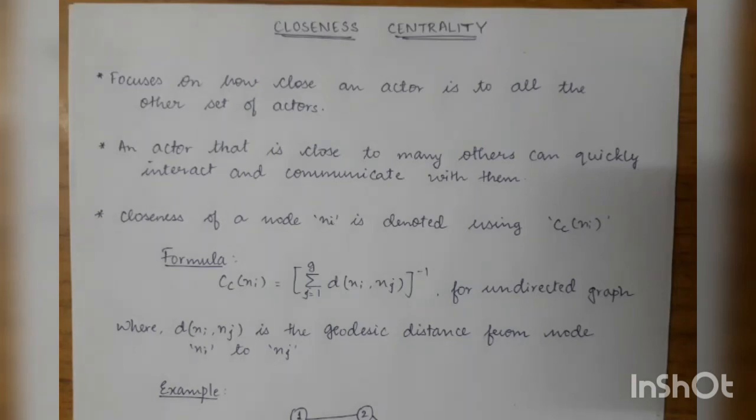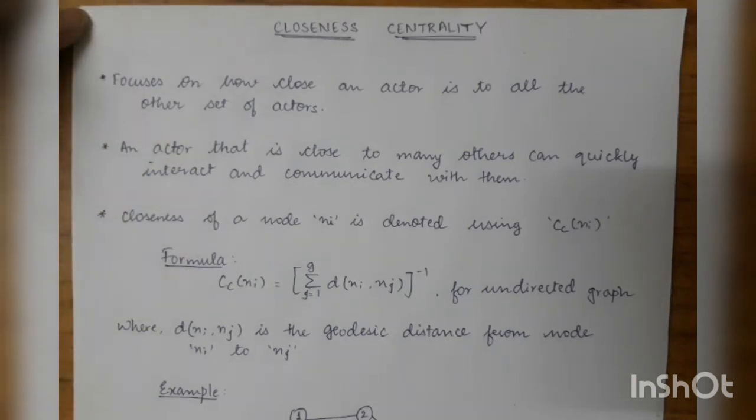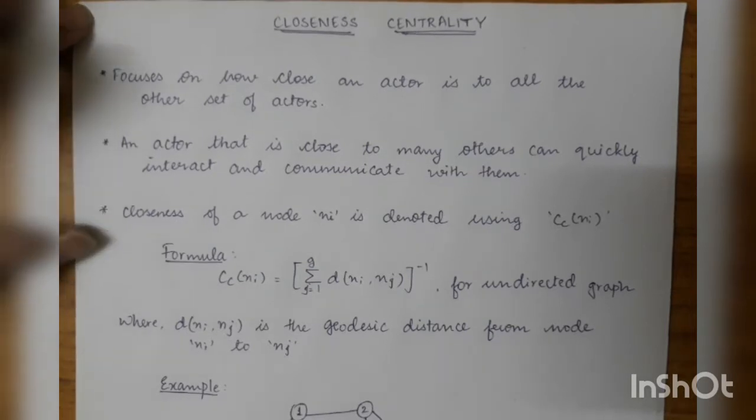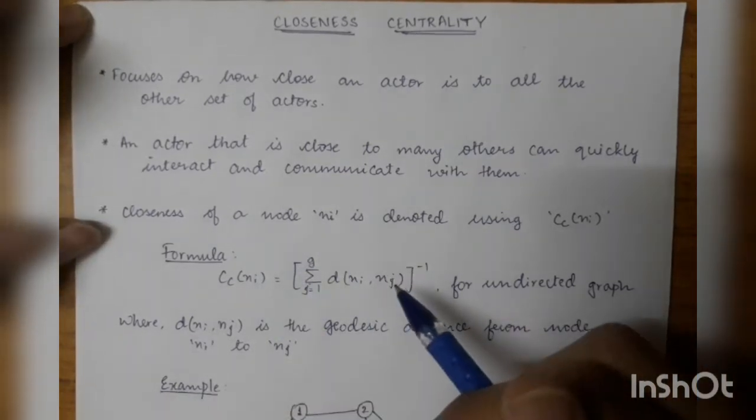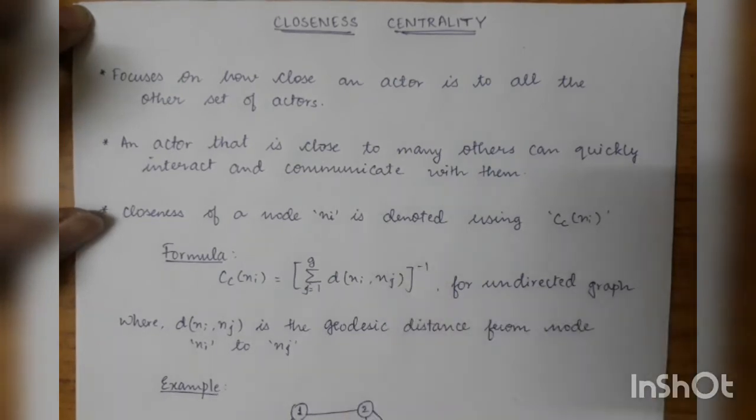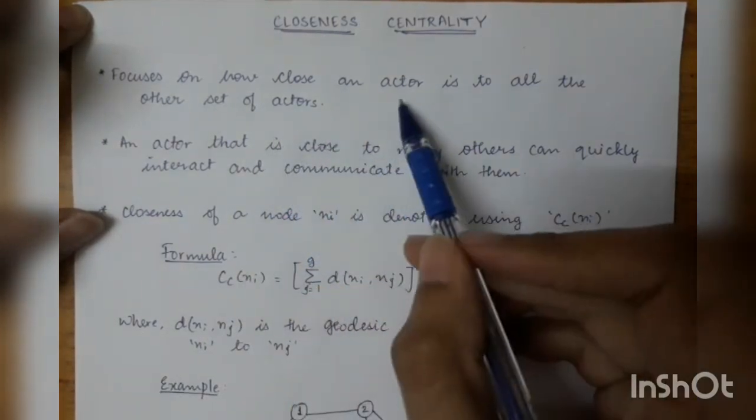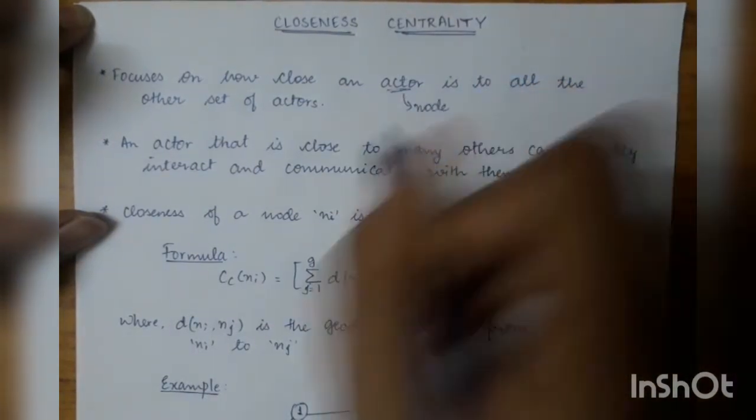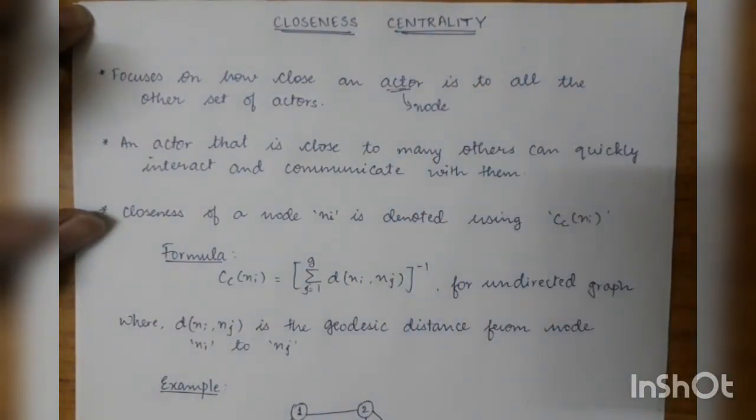So today we'll be looking at closeness centrality for an undirected graph. Before getting to know how to measure closeness centrality, let's first have a look at what closeness centrality is and why we need it. Basically, closeness centrality focuses on how close an actor, which is a node of a graph, is to all other actors, right?